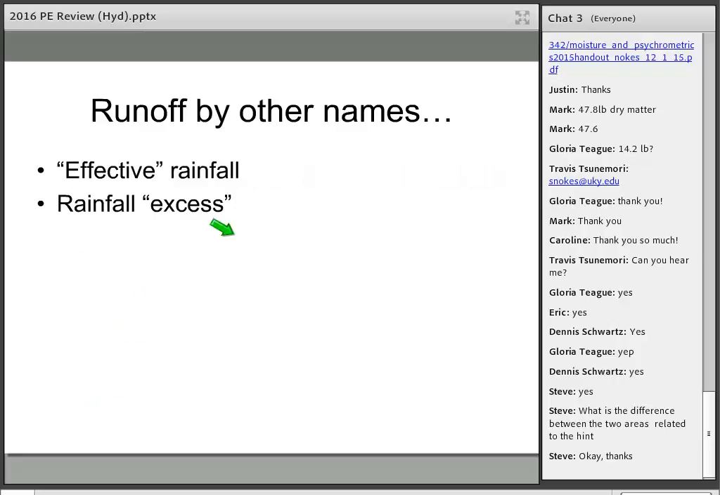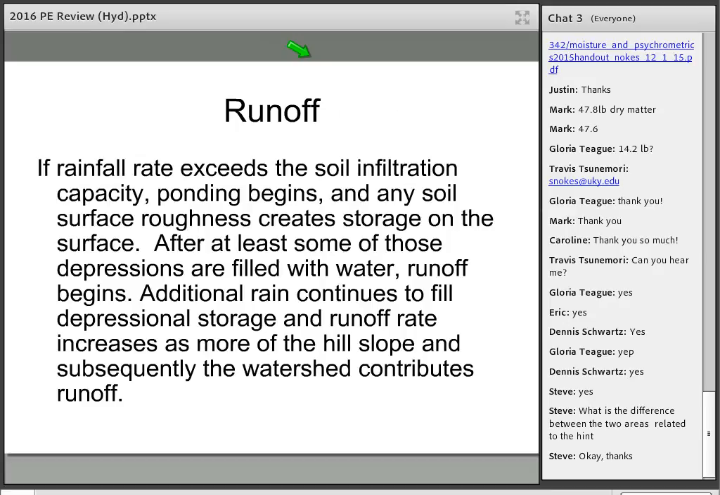Runoff is called a few other things. I've seen it called effective rainfall. I've seen it called rainfall excess. Pretty much runoff is the word that's used most of the time, but just in case. So let me give you a text description and just kind of imagine this as I walk you through it.